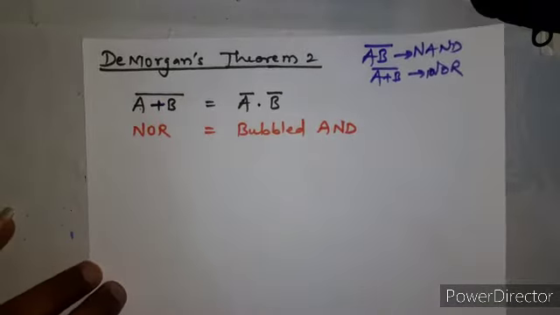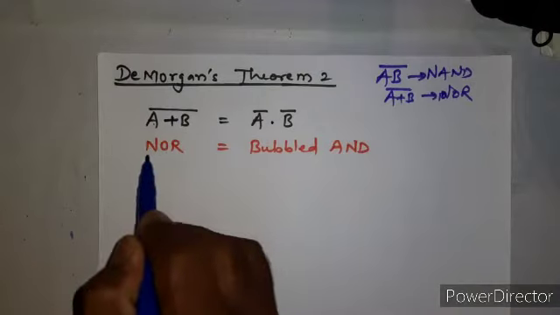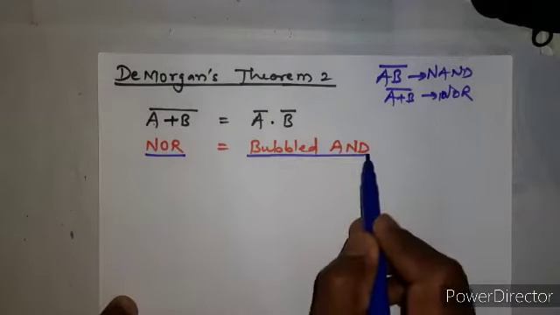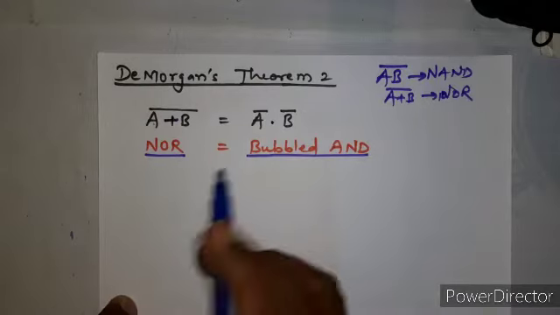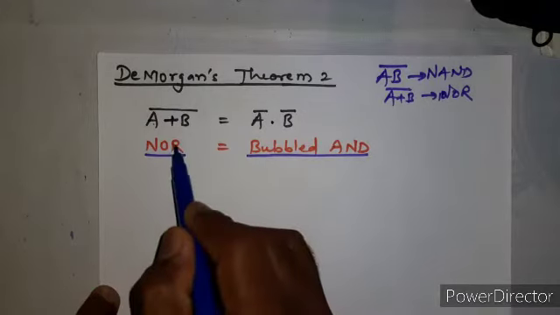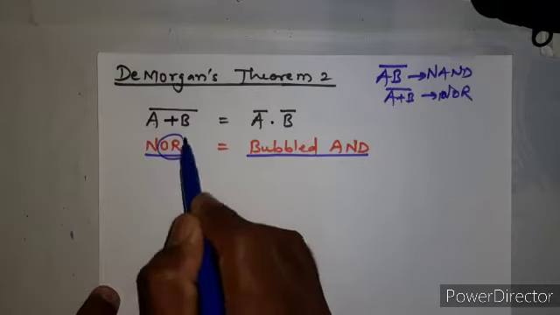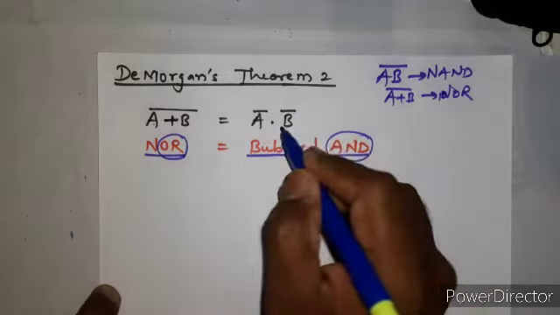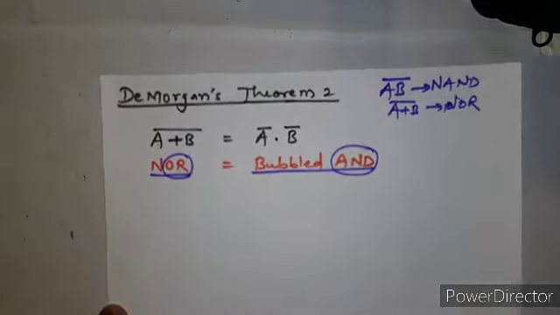So this is what this theorem says. Now this equation for NOR gate, we can say NOR gate is equal to bubbled AND, right? So if you observe, we are somewhere finding a relation of this OR and AND. Somewhere we are trying to connect them. Okay, so that is what this De Morgan's theorem is saying.